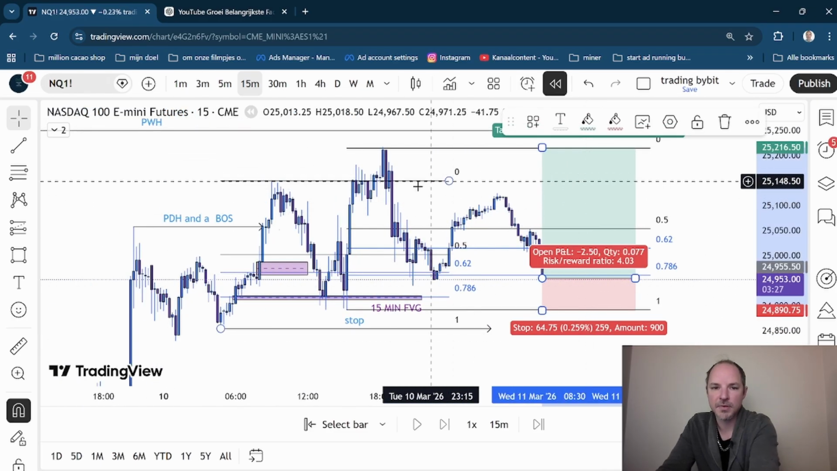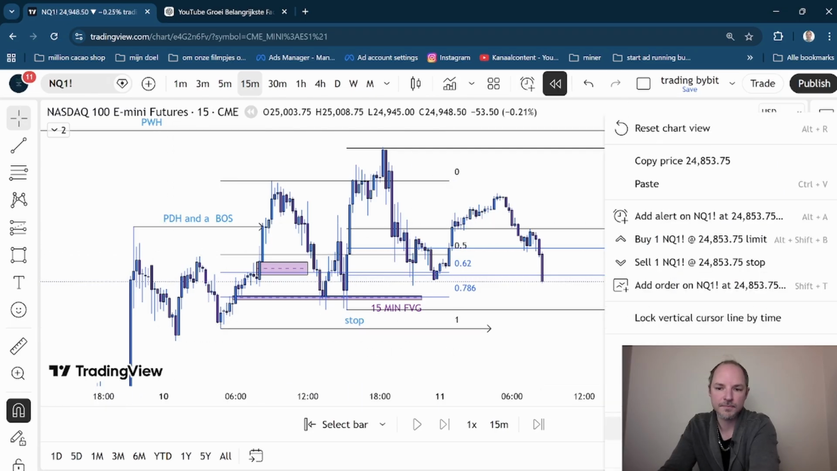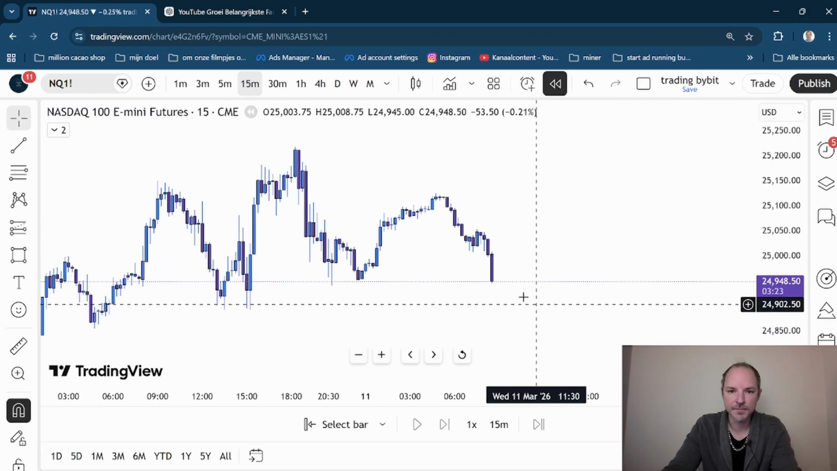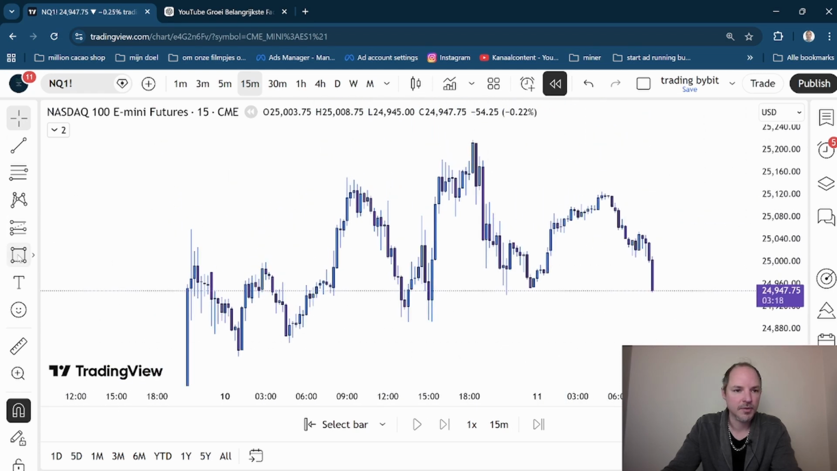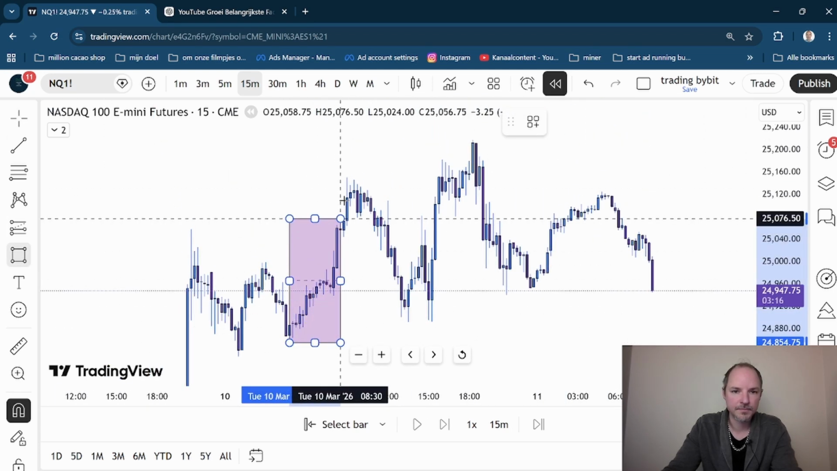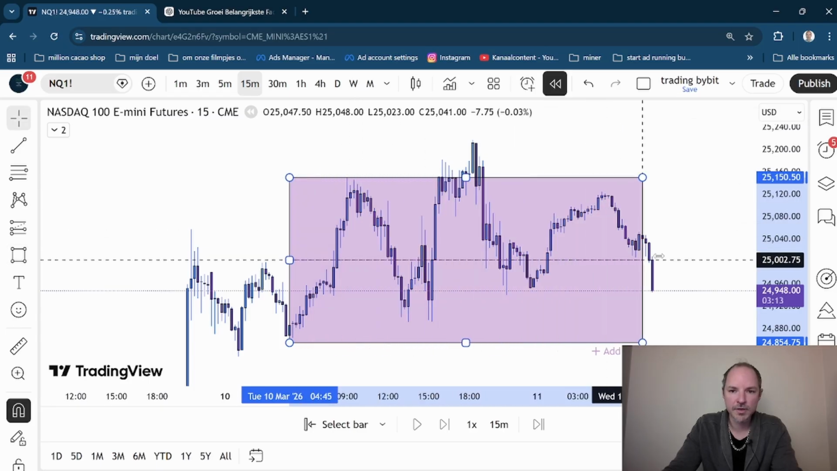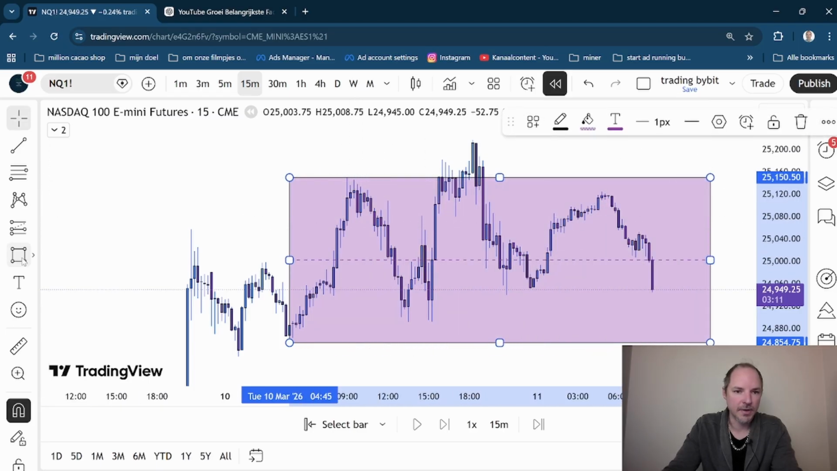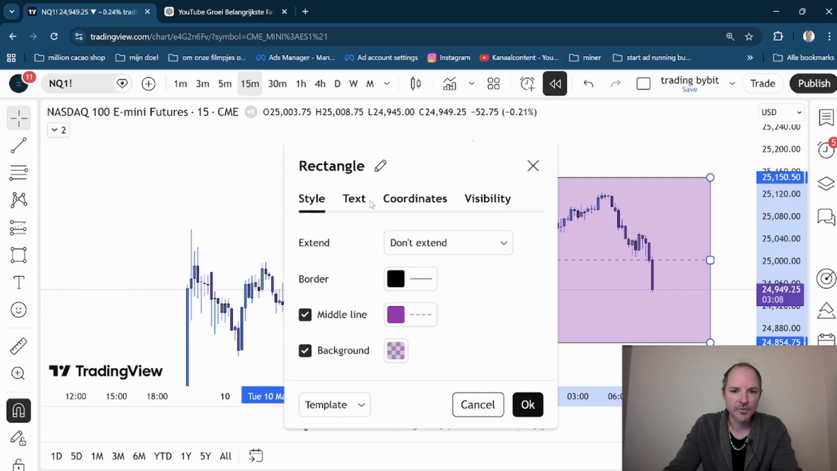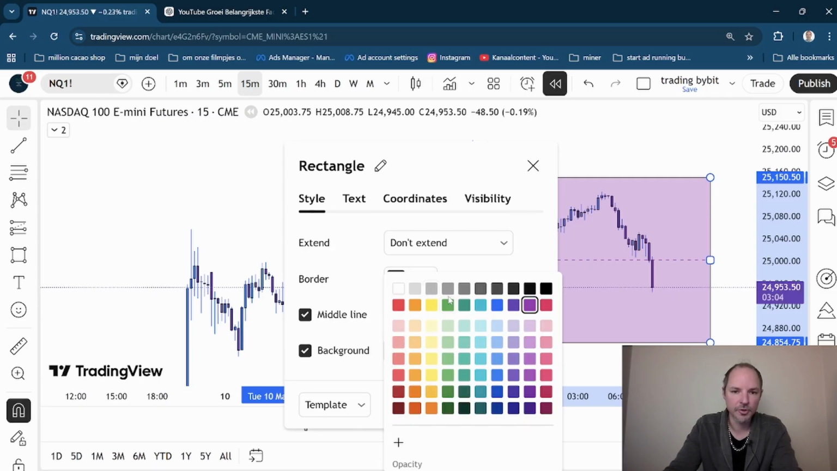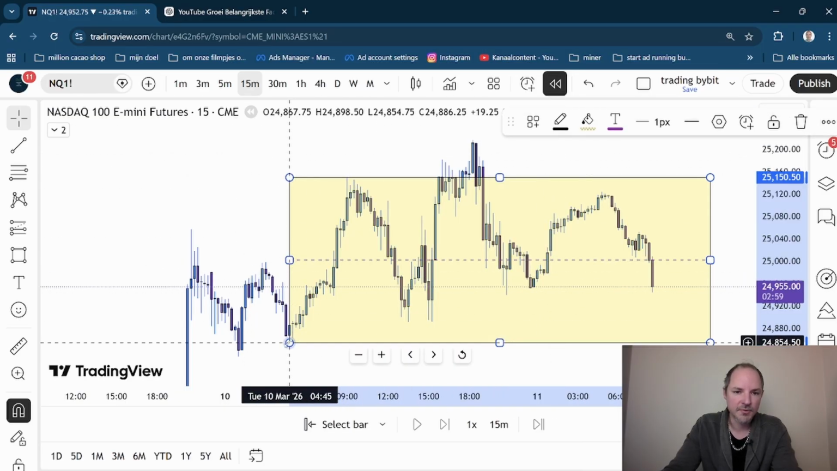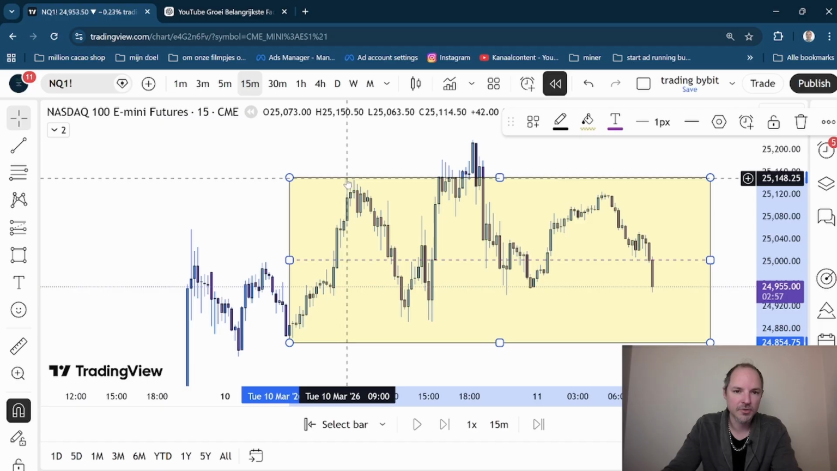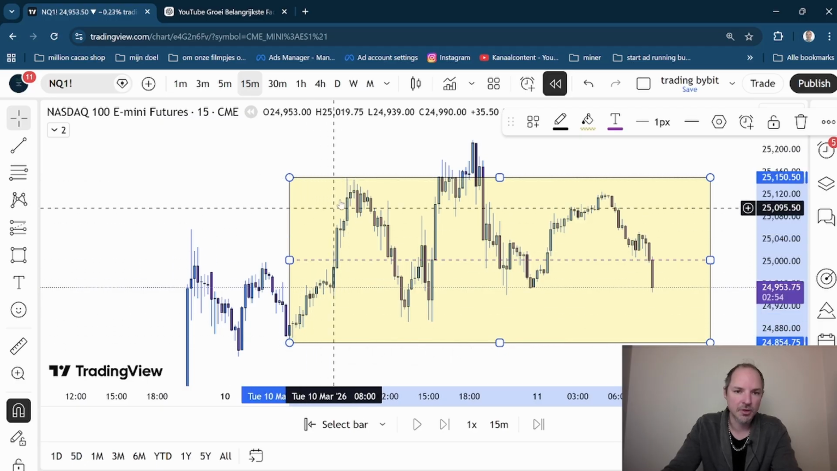Now, I'll also explain how I can remove everything, how you can also show it differently. So we have a box. This way you can do it too. You just take your rectangle and go to settings, make sure the middle line is on. You don't need a background at all, but I'll just make it so that you can see it. So if you pick a swing high and a swing low, draw that box.